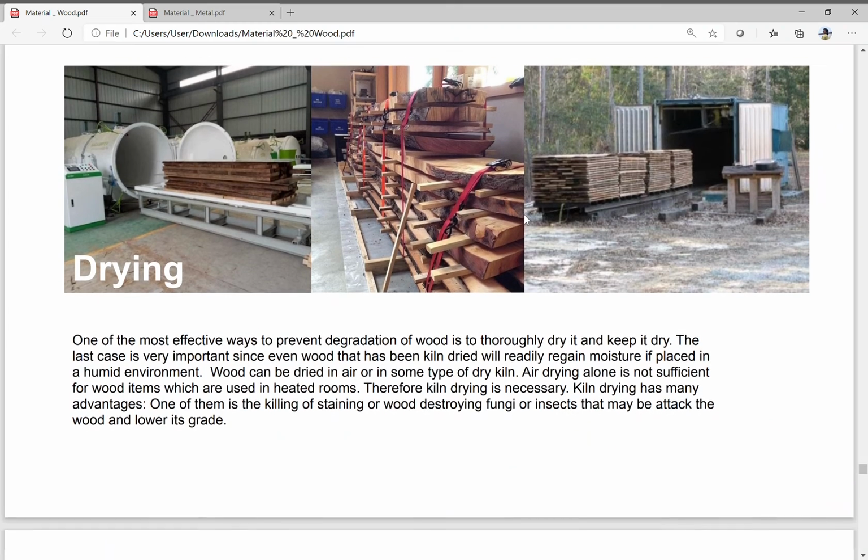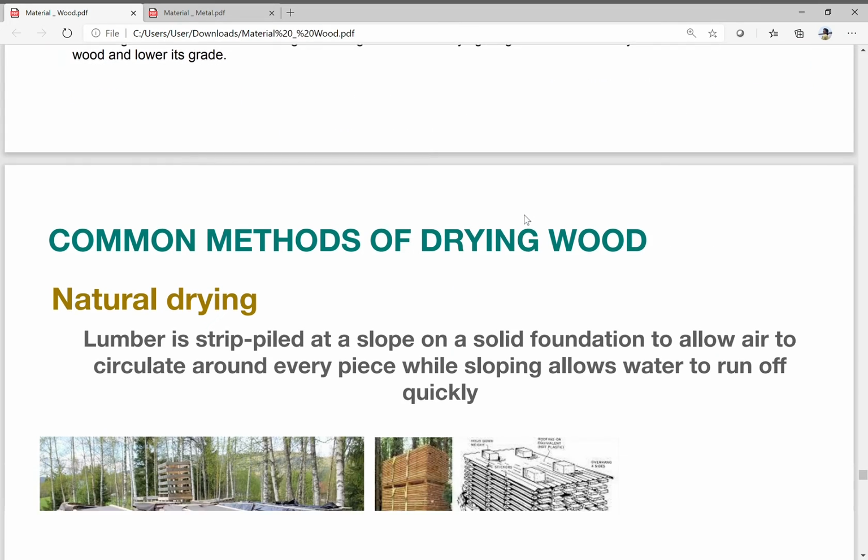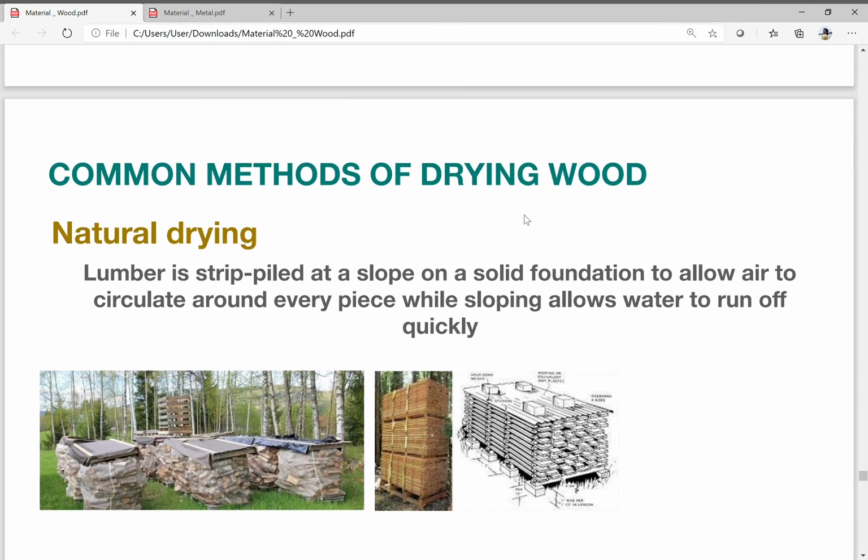Okay. And then you have drying. Drying is one of the most effective ways to prevent the degradation of wood, for it to be thoroughly dry and kept dry. So we have two types of drying method. So you have your natural drying. Lumber is stripped, piled on a slope on a solid foundation to allow air to circulate around.